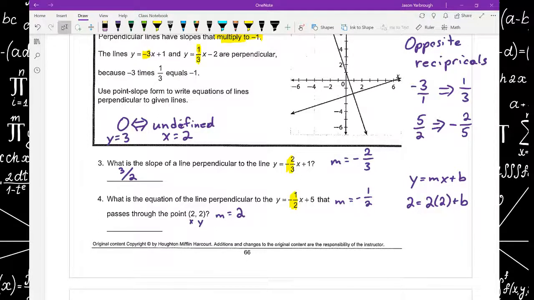So 2 times 2 is 4, plus b on the right, still equals 2. Subtract 4 from both sides, and now we've got negative 2 equals b. So there's our y-intercept. Going back, taking out x and y, we have y equals 2x minus 2 for our answer.